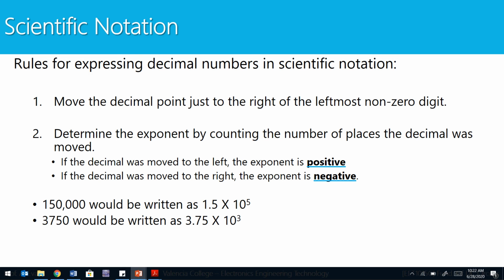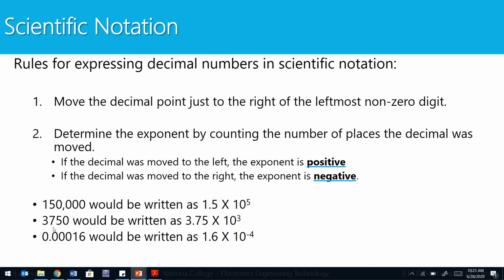3,750 would be written as 3.75 times 10 to the third. Again, we're going to take the decimal point, which is at the end of the number if you don't see it written anywhere, move it 1, 2, 3 spaces to the left, giving us 3.75, and multiplying that by a power of 10. In this case, our exponent is 3 because that's the number of spaces that we had to move the decimal point.